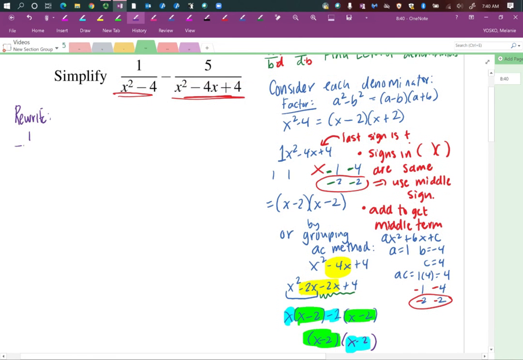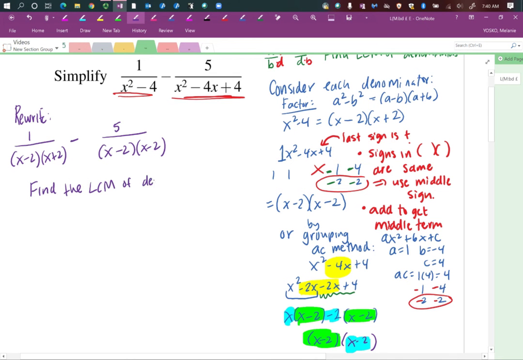So we have 1 over x minus 2 times x plus 2, that's the new denominator, minus 5 over x minus 2 times x minus 2. Now we're going to find the least common multiple of the denominators. LCM is least common multiple of our denominators. Okay, so there's lots of ways to do this. I have taught math a whole lot, many years, and I found this is the way that makes the most sense to the most students.